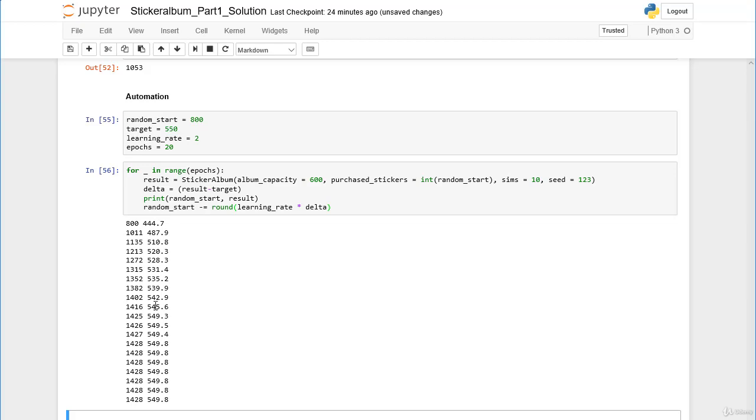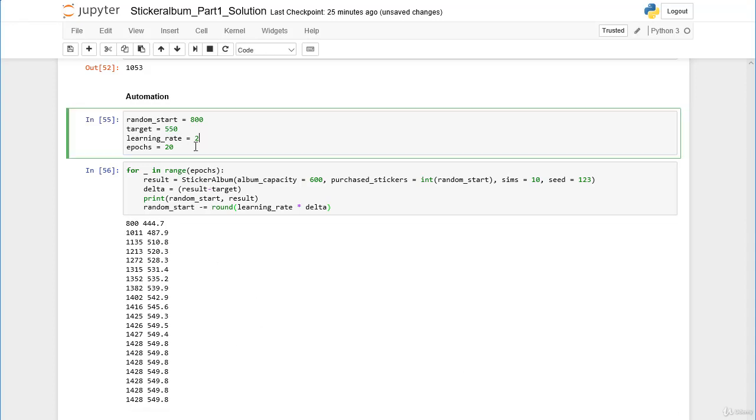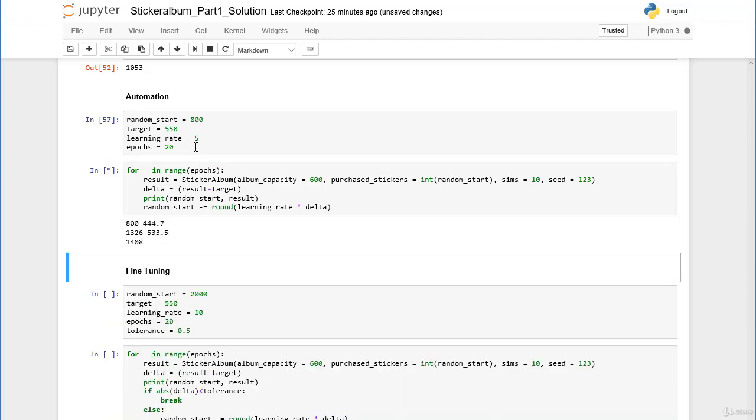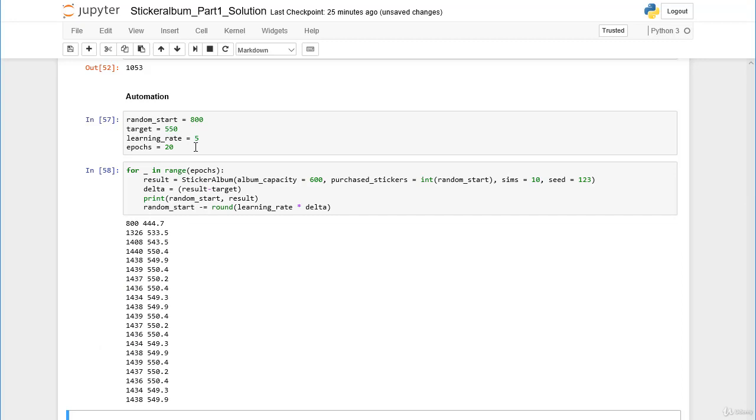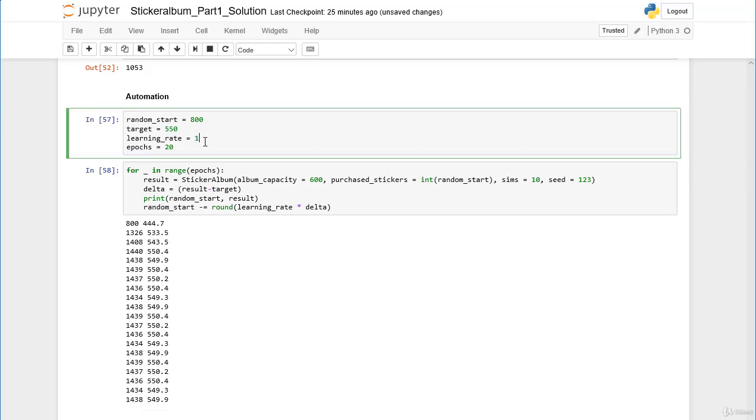We can see here we are coming very close to 550. After 14 iterations, we are only 0.2 pictures away from our target. And we can further increase the learning rate, hopefully getting even faster. Now we are reaching approximately 550 after only 4 iterations.